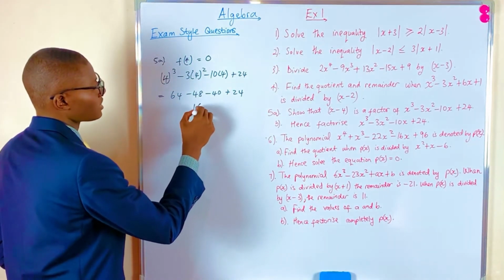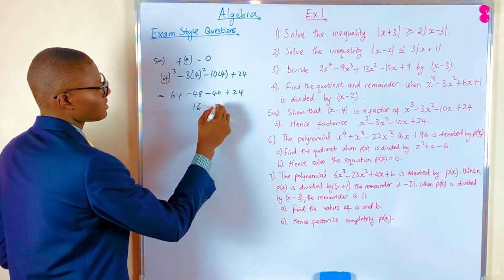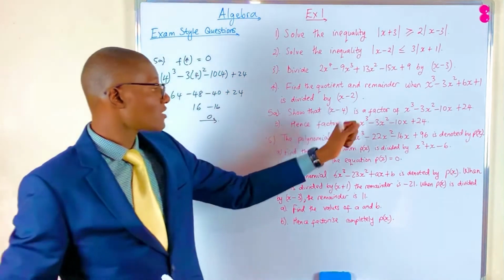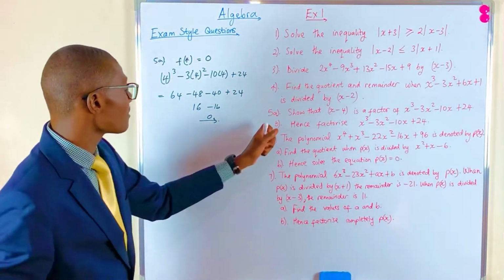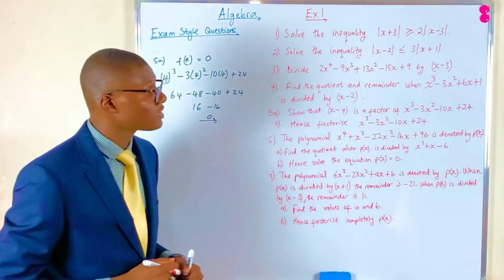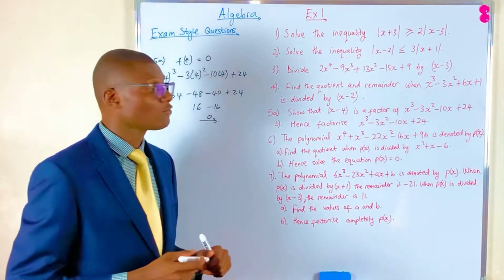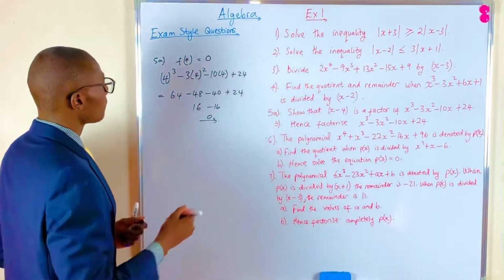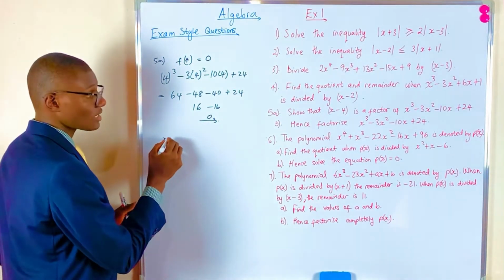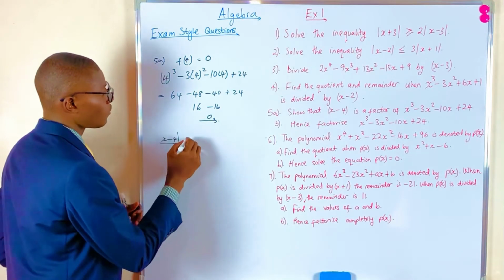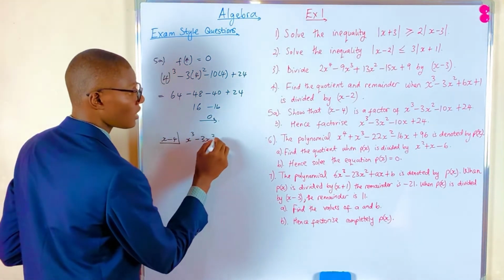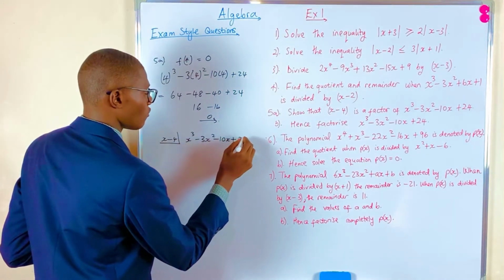1, get 16. 16 minus 16, that will give us a 0. So we've proven that x minus 4 is a factor. Then the second part says, hence factorize x to the power of 3 minus 3x squared minus 10x plus 24. So for the factorization, we can use long division, right? So we're dividing x minus 4 into x to the power of 3 minus 3x squared minus 10x plus 24.